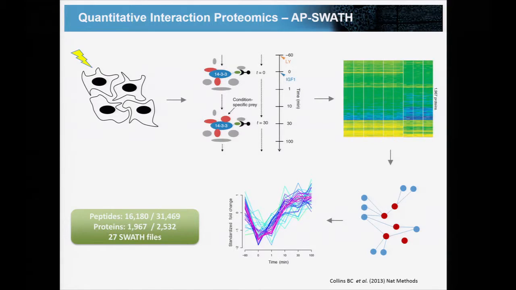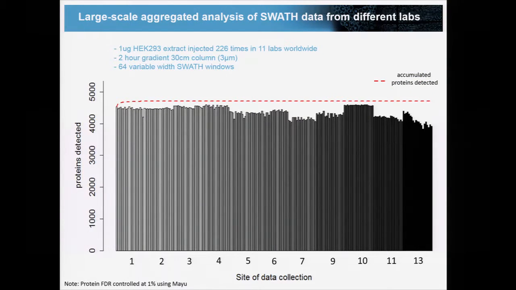And then the larger one is the one that Rudy already mentioned earlier in the week, where we were interested to look at the performance of this method across different sites. So we sent out this HEK293 lysate to 11 different labs, and we asked them to run it basically 20 times. And the point Rudy was trying to make is that you detect a similar set of proteins across all the sites, which is nice.